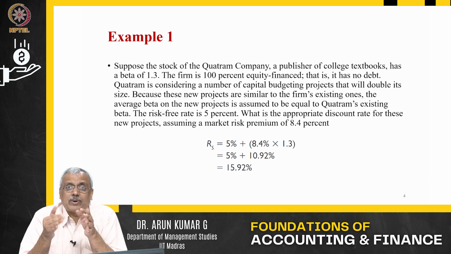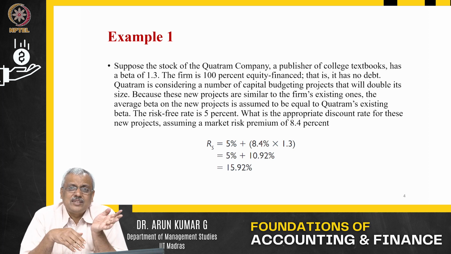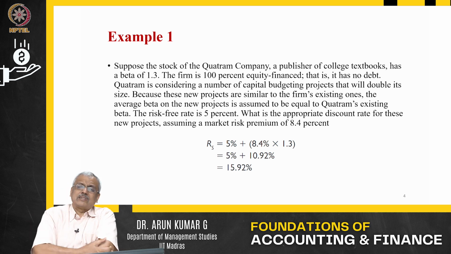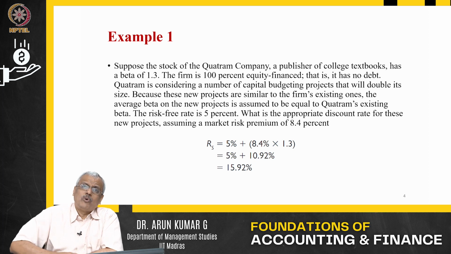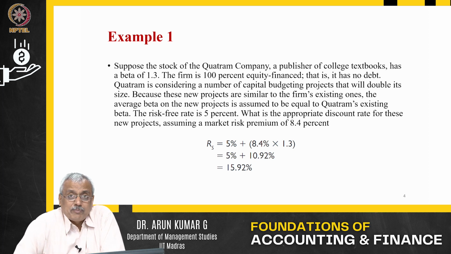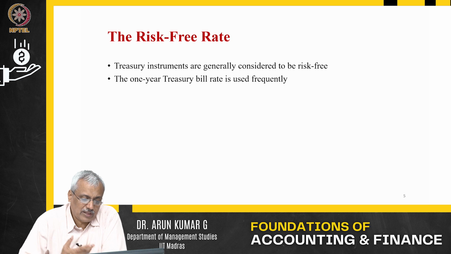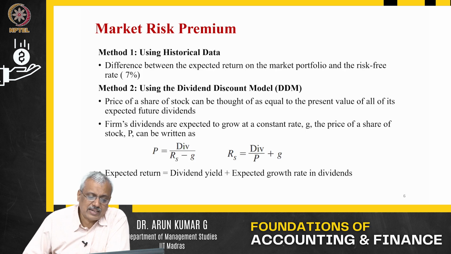So what is the cost of capital? 5% is the risk-free rate plus 1.3, that is the beta, into 8.4%. 8.4% is the market premium. So that gives me 15.92% as the cost of this capital, the cost of this equity. So all the cash flows that I am going to get, I am going to discount at 15.92%. That is the risk-free rate, and I have explained it.